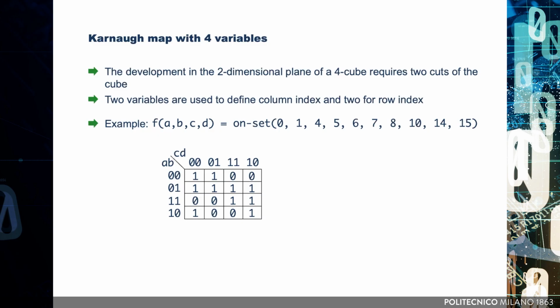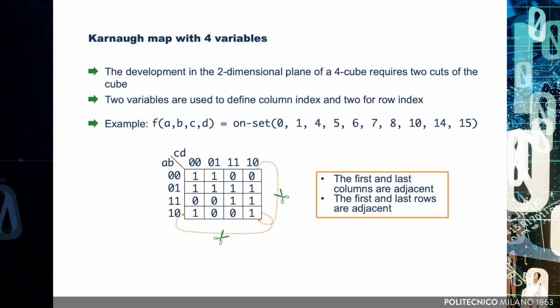The procedure to populate the map, which might now be a bit more laborious given the 4 variables, is as follows. Take each value from the onset, convert it to natural binary form using 4 bits, and use the first 2 bits as the row index and the last 2 bits as the column index. Then, put a 1 in the corresponding cell. Once all the onset elements are filled, the remaining cells, which correspond to the offset values, can be filled with 0. Additionally, we note that in this case, not only the columns, but also the rows use gray code numbering, so that each row is adjacent to the 2 neighboring rows.